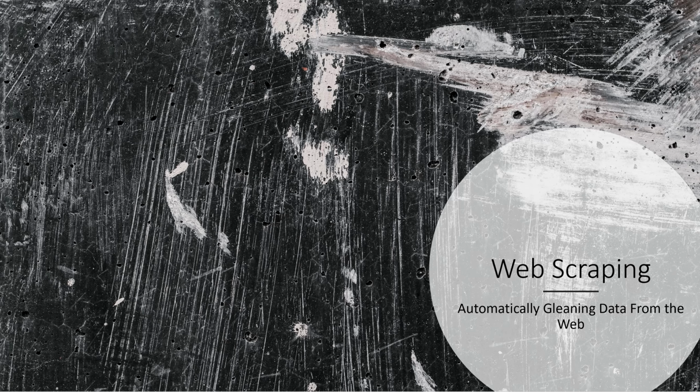Web scraping means automatically gleaning data from the web. Welcome to this presentation about web scraping. In this presentation, we're going to show how to scrape yahoo.com in the financial section and grab data for 100 companies. We will grab data such as the trading date, the high price, the low price, the closing price, and the volume each day. We will use Python to do this.